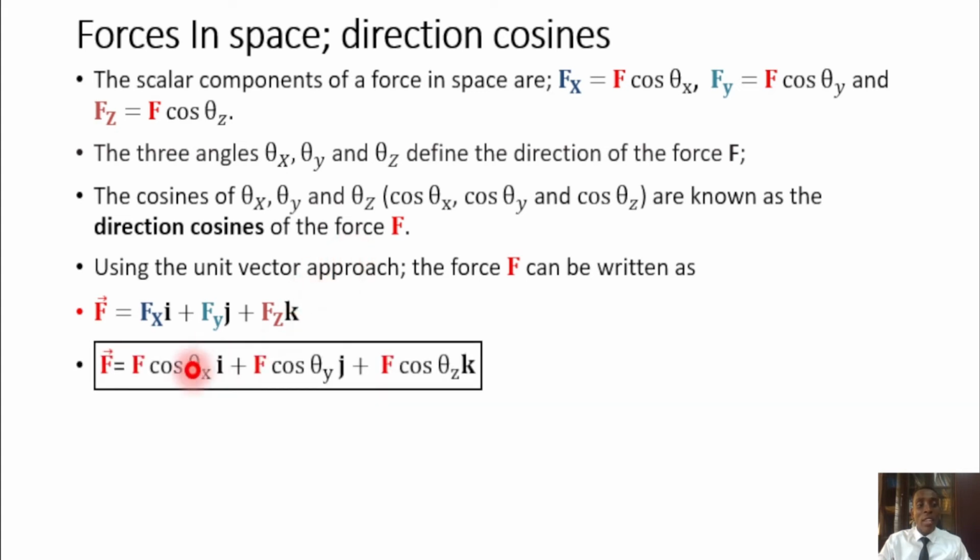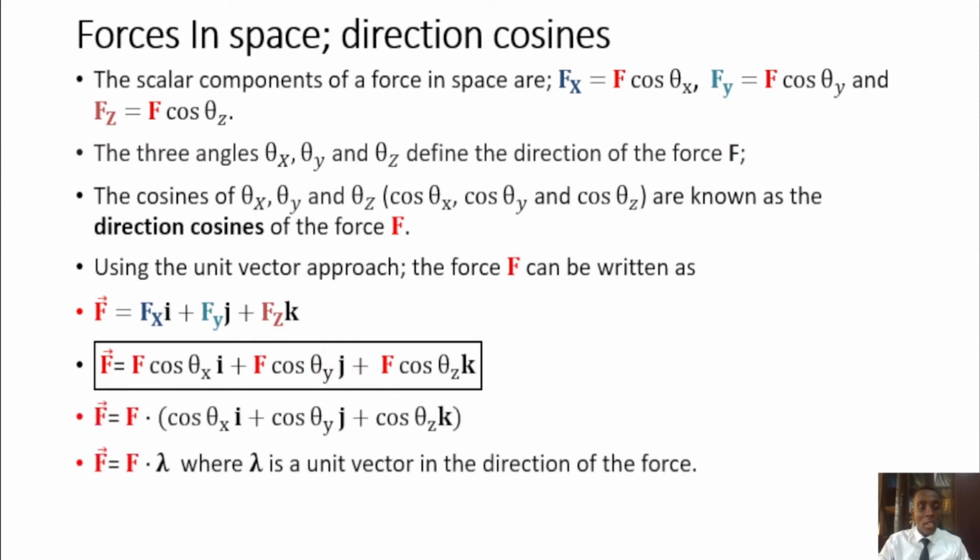So using the unit vector approach, I can resolve this into the i, j, and k components. Now let's look at something interesting here. Since this is F, this is also F, this is also F, I can factorize F out so that I get cos theta x i plus cos theta y j plus cos theta z k. Now you are multiplying F by something and getting back F. It means that the magnitude of whatever is here should be 1. And which vector has a magnitude of 1? That must be a unit vector.